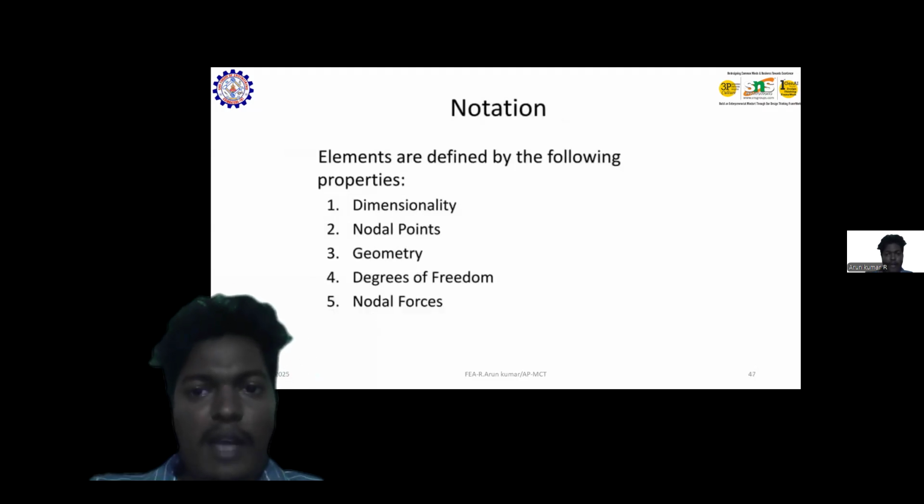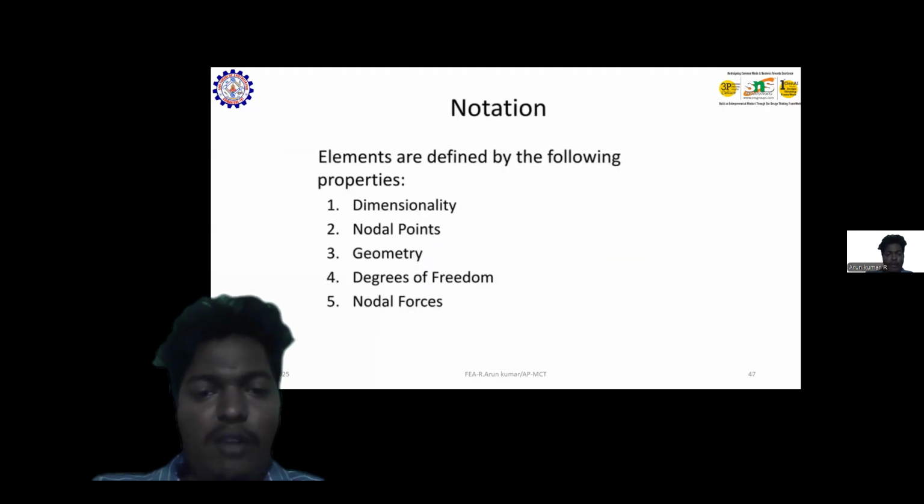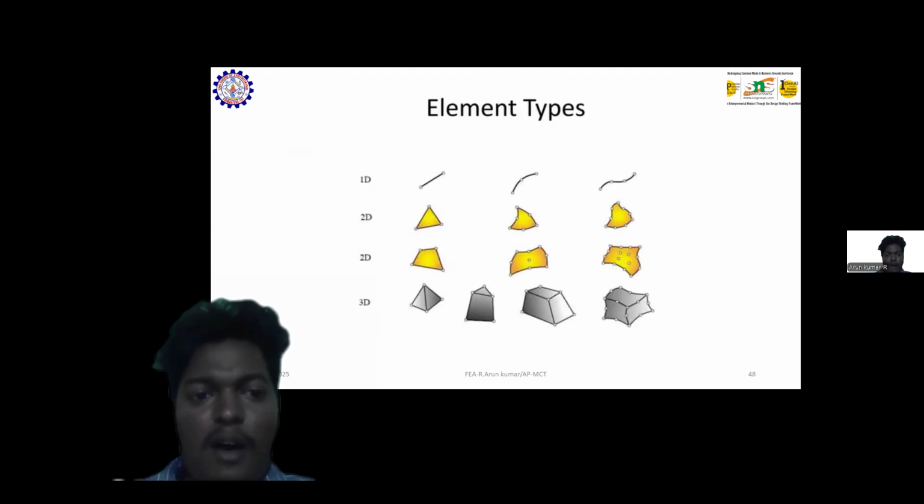So there are different types of notations. Elements are defined by the following properties: dimensionality, nodal points, geometry, degrees of freedom, and nodal forces. The next one is the classification according to the type of problem. If you are classifying, it goes into one-dimensional, two-dimensional, three-dimensional, and so on. The one-dimensional can be linear and non-linear, and similarly for two-dimensional and three-dimensional.